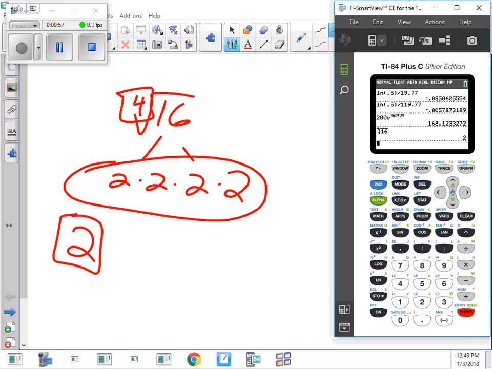So you push the number 4. Whatever number this is, you push that first, and then you find the x root button. And so your calculator may look like this. That's just the older type. Okay.